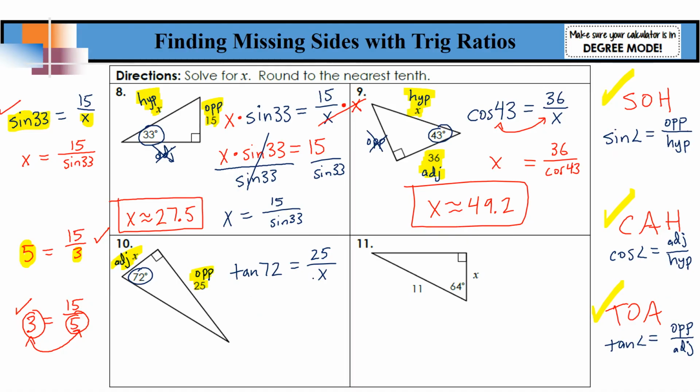We have that same scenario where x is in the denominator. So a reminder, we can just switch the location of tangent of 72 and x, and the equation holds true. We can say x equals 25 over tangent of 72. I'll give you a second to type that into your calculator. And you should find that x is approximately equal to 8.1. All right, why don't you pause the video and try number 11, and then I'll reveal the answer in just a second. Try number 11 on your own.